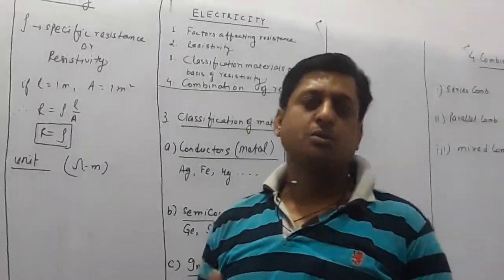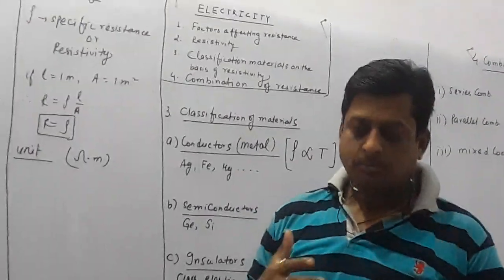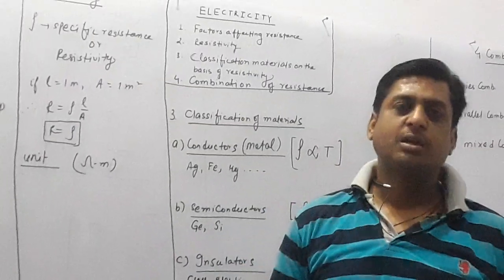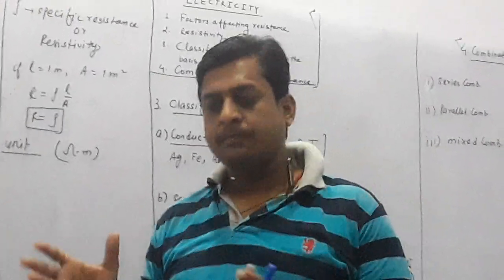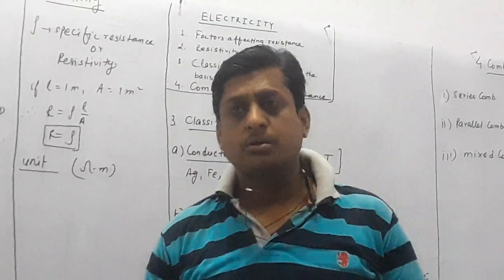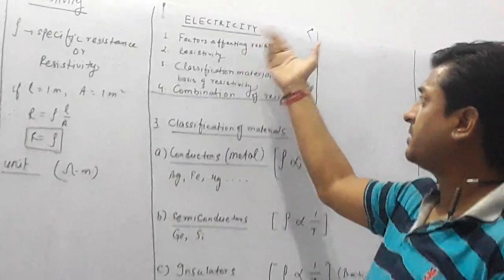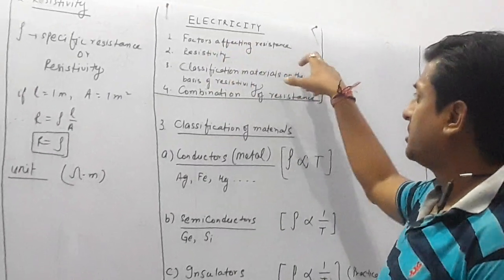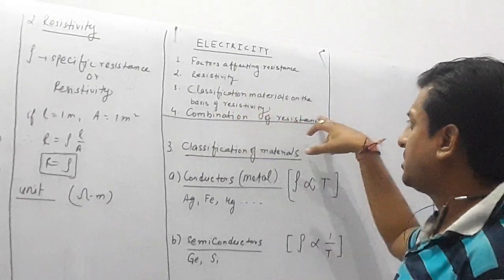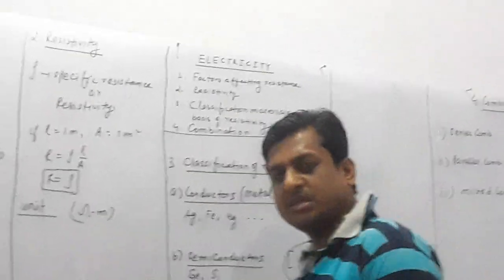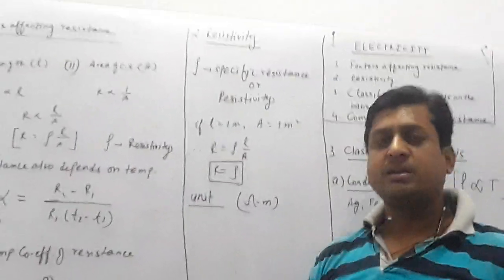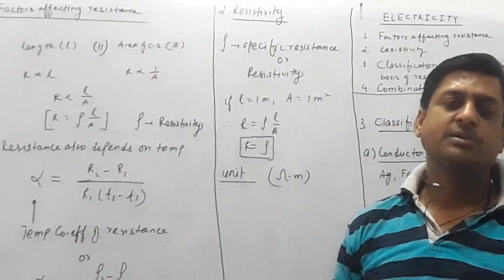In my previous lecture, I told you about the concept of charge, electricity, potential difference, electric potential, Ohm's law, as well as the basic definition of resistance. Today I am here to tell you about four topics of the same chapter: factors affecting resistance, resistivity, classification of materials on the basis of resistivity, and combination of resistance. So in that sense, I'm going to start with the first topic: factors affecting resistance.